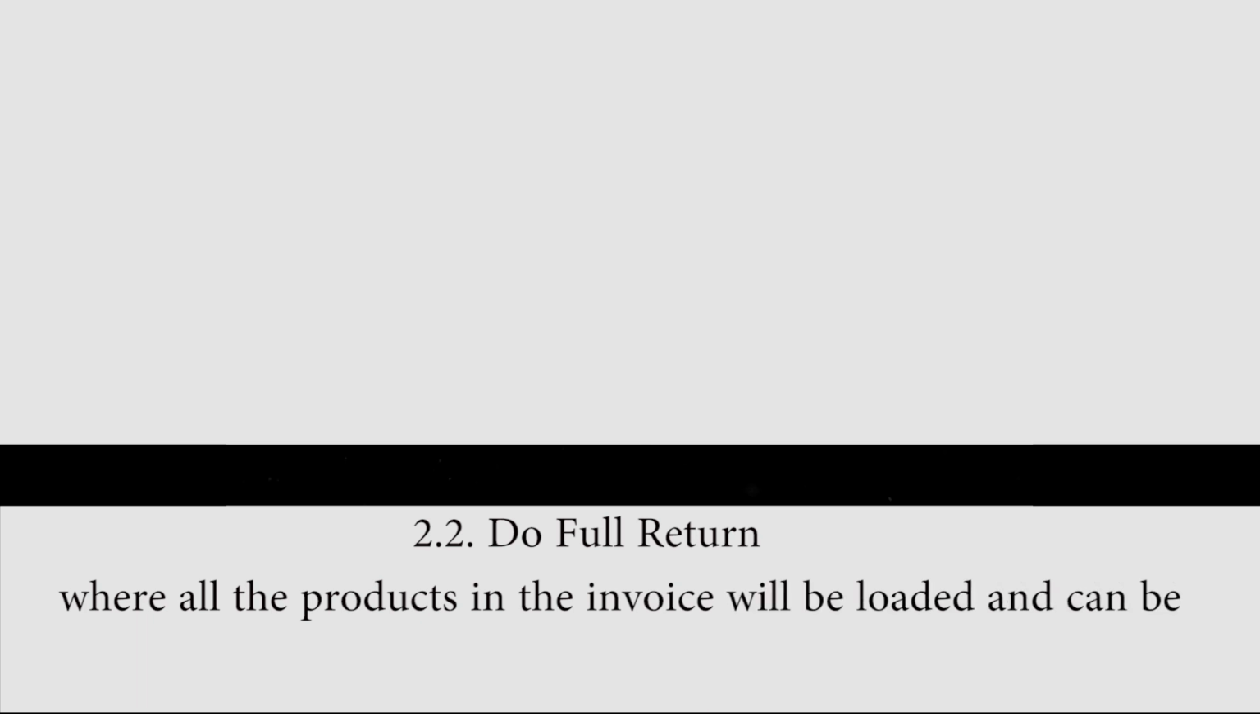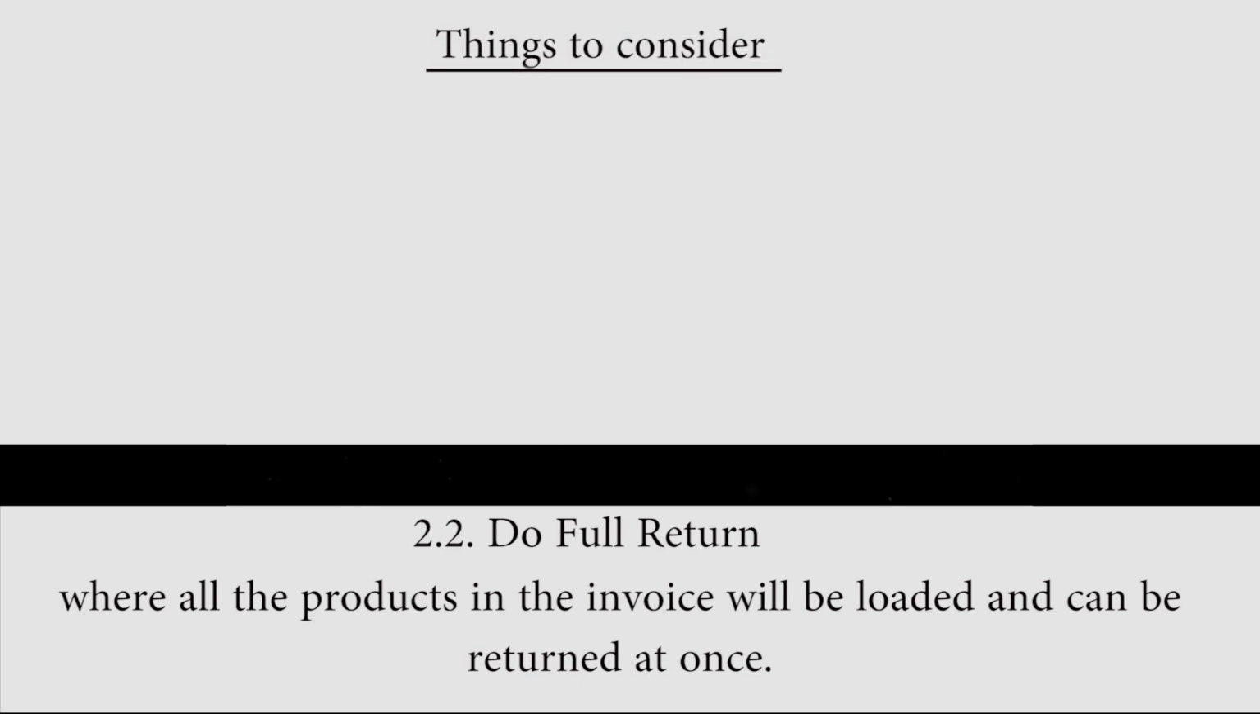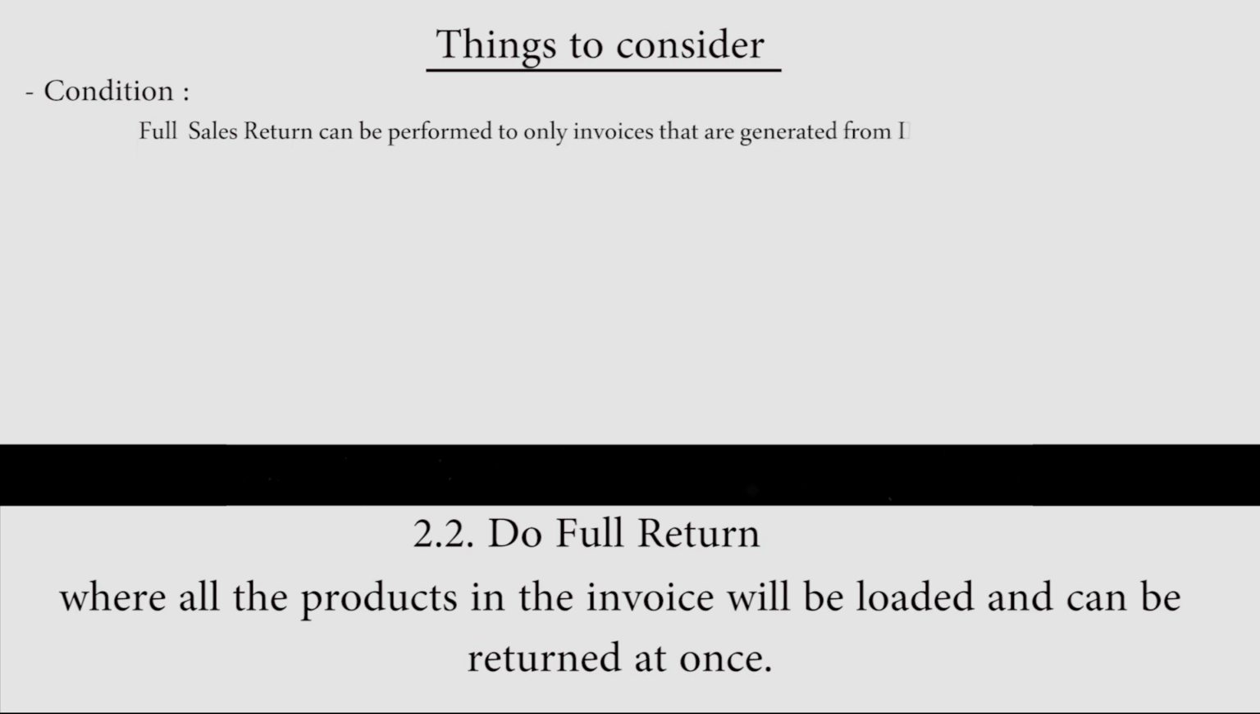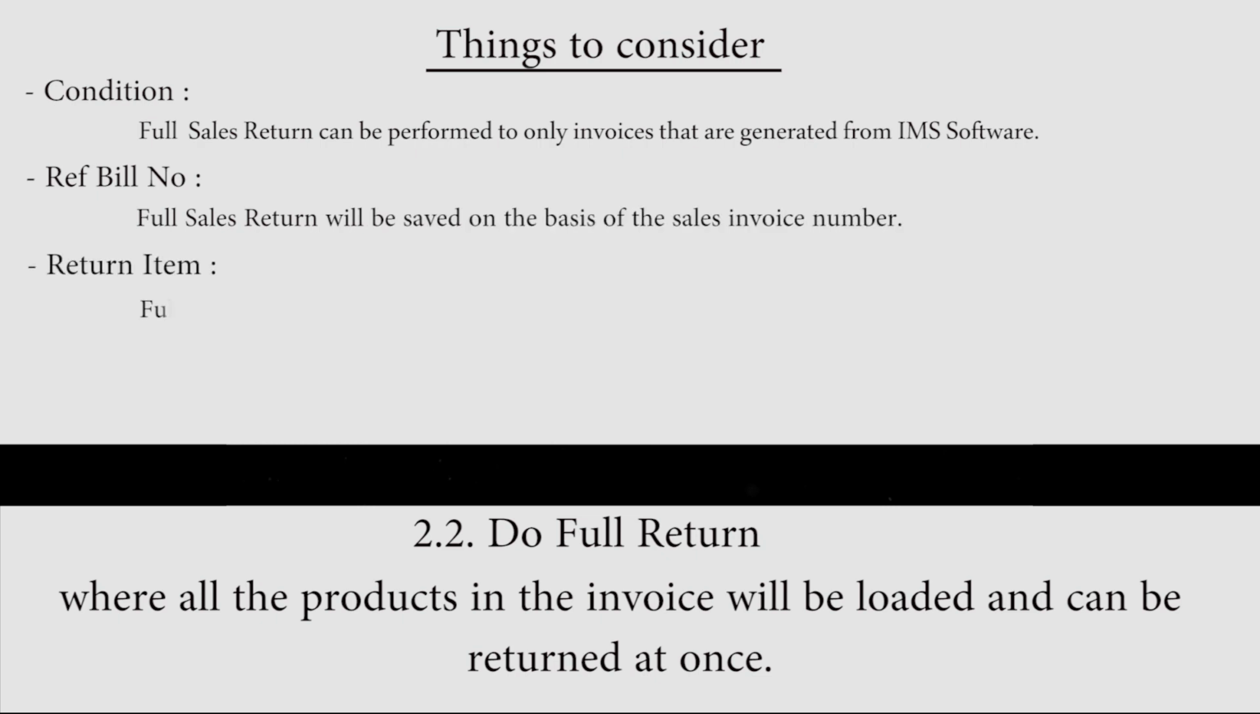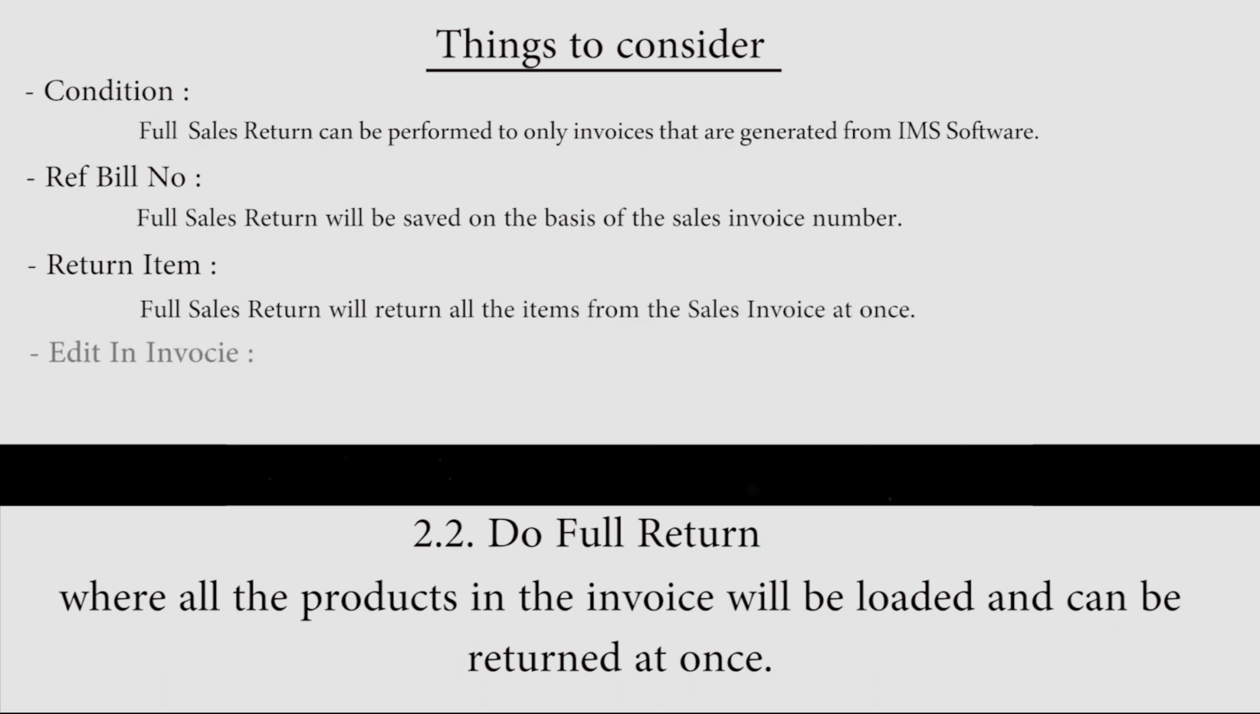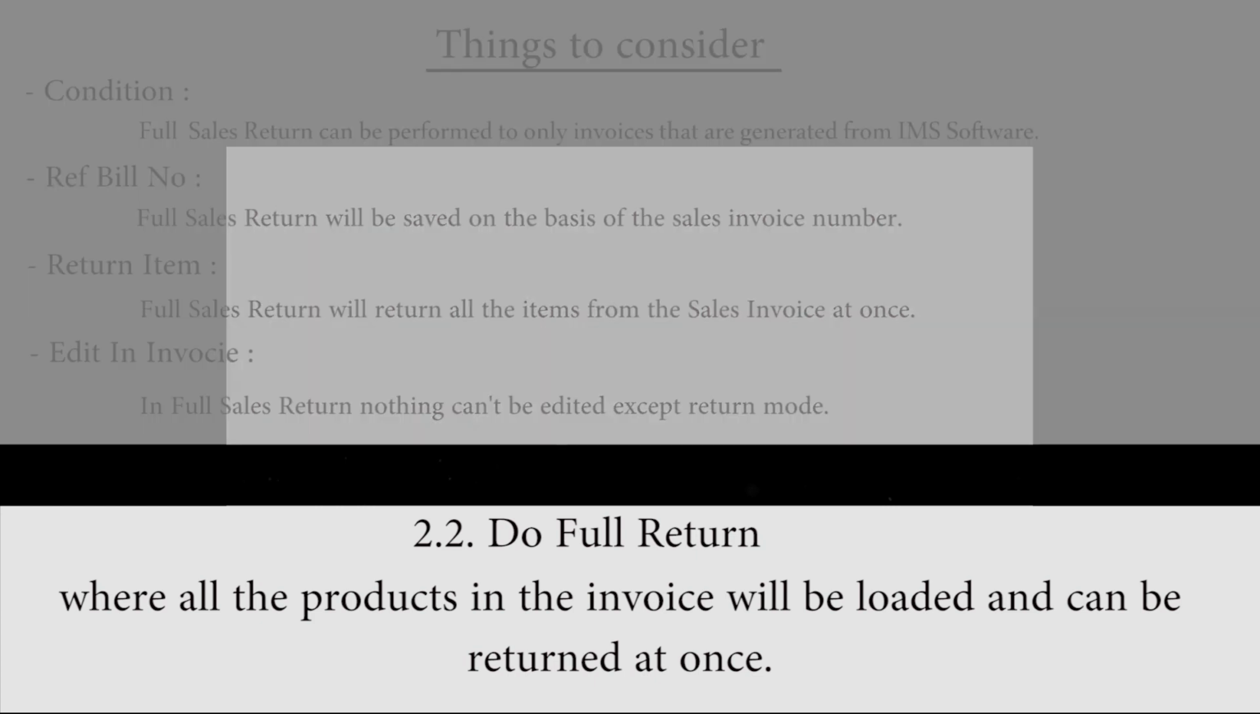In manual sales return, quantity and rate can be entered as per the client's requirement. After that, the second type is to do a full return, where all the products in the invoice will be loaded and can be returned at once. Things to consider before performing full sales return. Full sales return can be performed only for invoices that are generated from IMS software. Full sales return will be saved on the basis of the sales invoice number. Full sales return will return all the items from the sales invoice at once. In full sales return, nothing can be edited except the return mode.